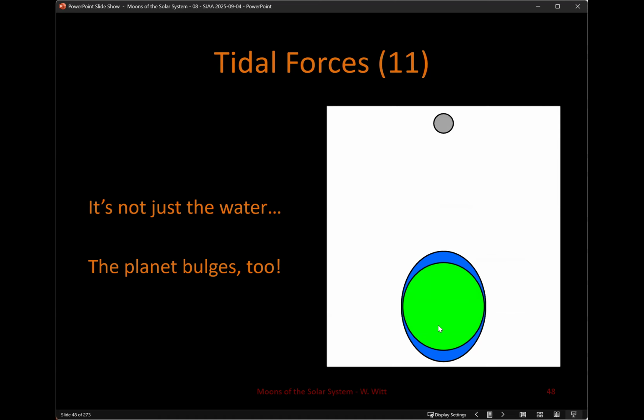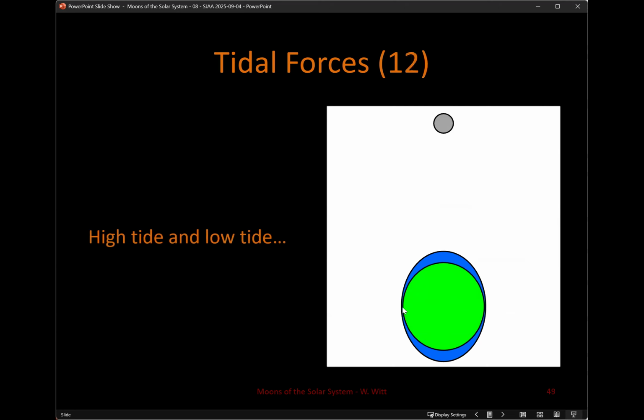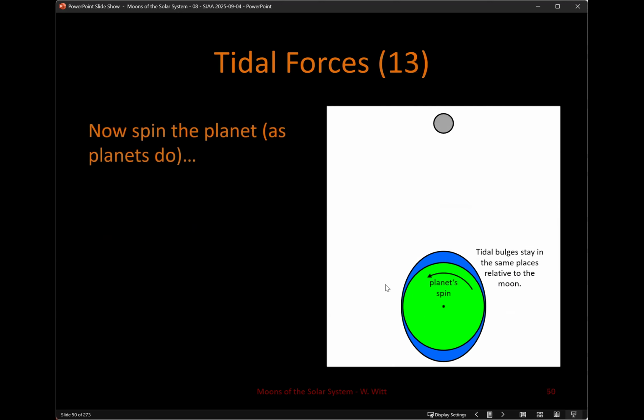So the water gets pulled significantly, but even the crust, even the hard parts of the planet, do actually get deformed. And our Earth does this too. Again, we just don't notice it, but it is measurable. So yeah, now we have high and low tide, right? So if you're over here on this planet, you have high tide, and over here you have low tide, and on the opposite sides, the same thing is going on.